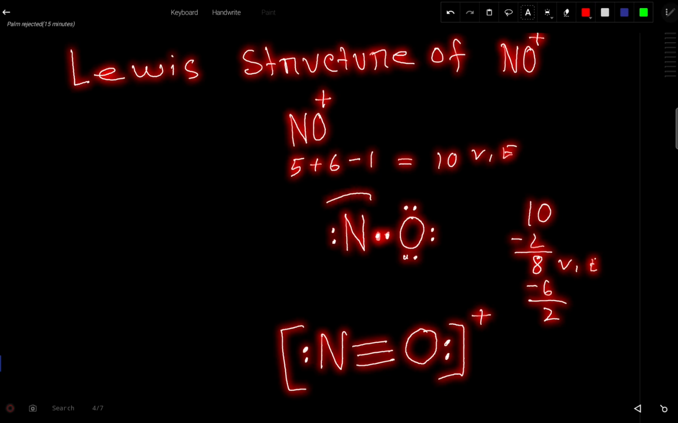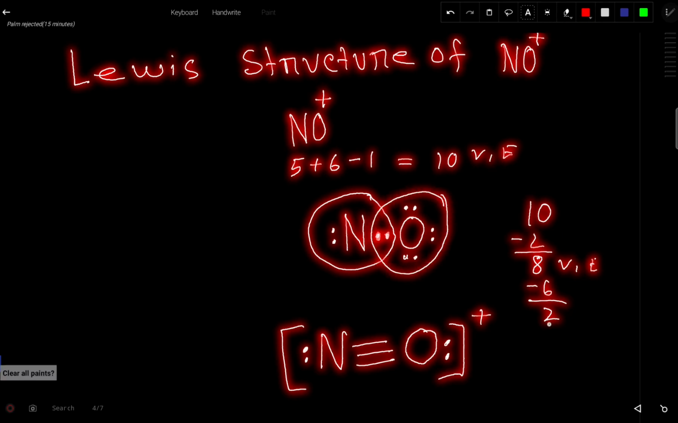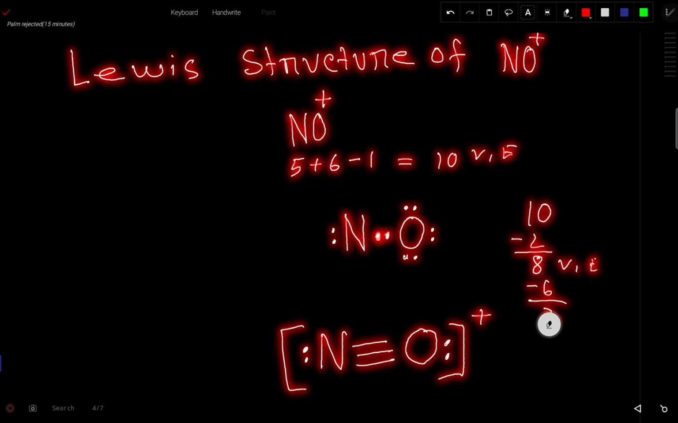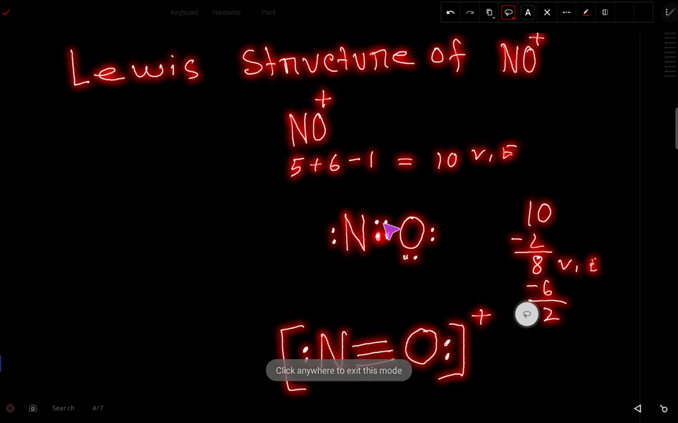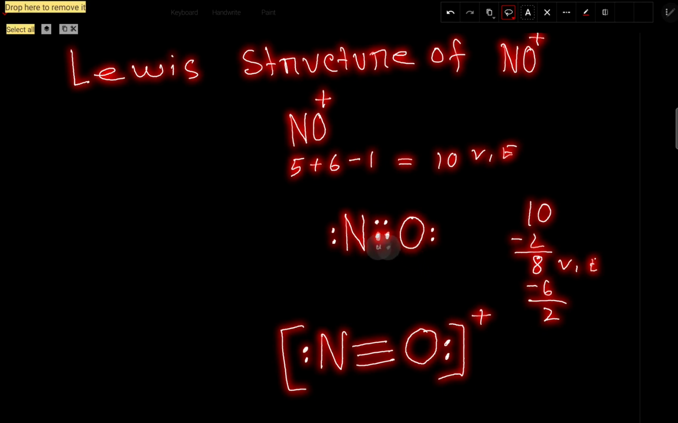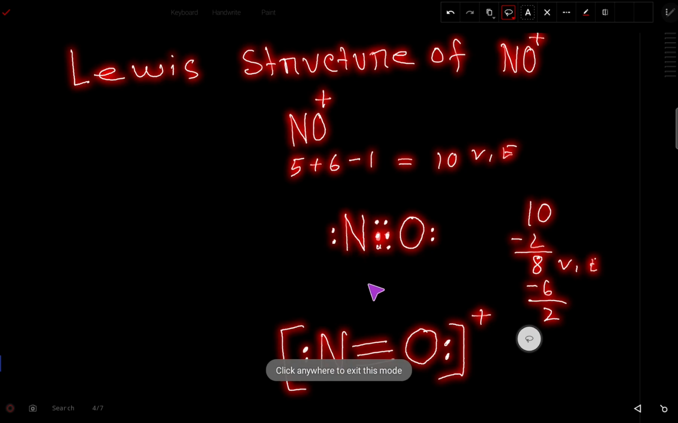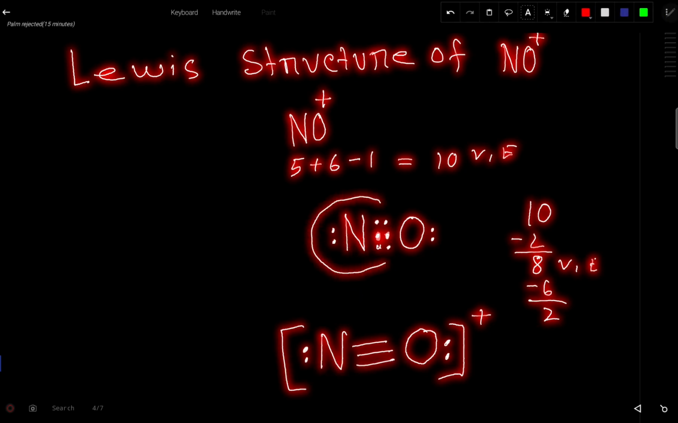Now this nitrogen has only 4, but this oxygen has 8. That is why we need to move a lone pair as a bond pair. So we can move this lone pair here as a bond pair. Now this nitrogen has 2, 4, 6, so we need to move one more lone pair here. Now this nitrogen has 8, and this oxygen also has 8.